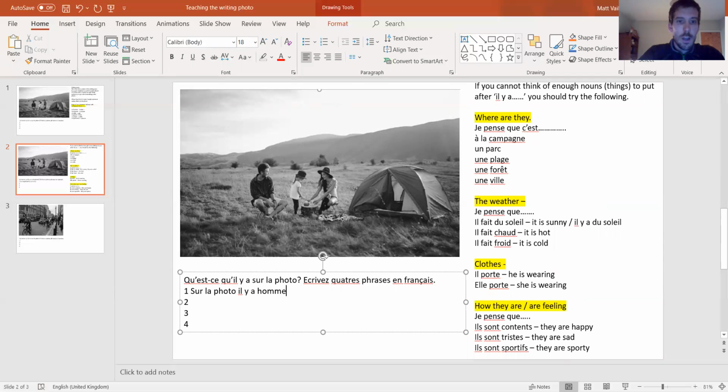I cannot just write, and I see this quite a lot, in the photo, there is man. You'd probably only get 1 out of 2 for that. You need to put the un there. Sur la photo, il y a un homme. 2 marks. Easy. Next sentence, we do not need to vary it.